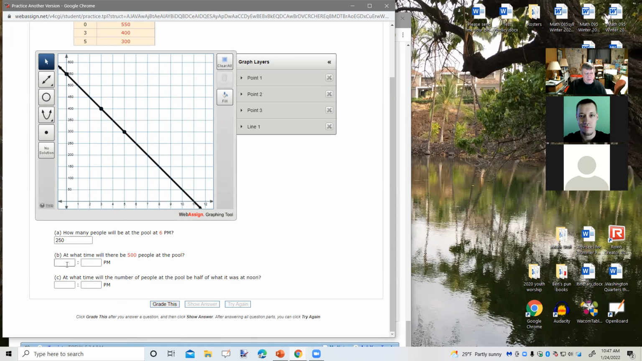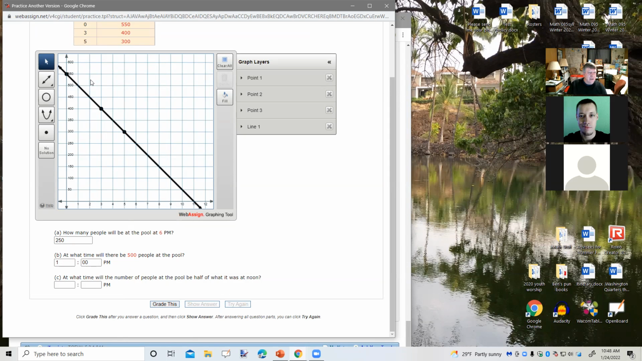At what time will there be 500 people at the pool? So what is the input, the time, that results in 500 people as the output? Right here, there's 500 people, and that is 1 hour after noon. So that is at 1 p.m.